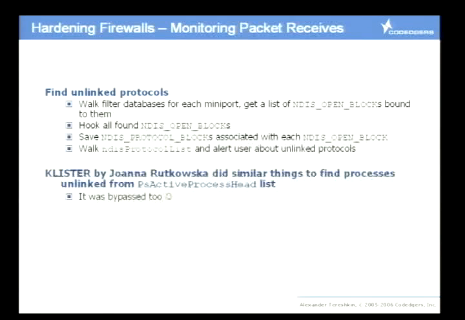What about monitoring packet receives? A firewall may find unlinked protocols by walking the X filter list in this miniport block. And this is actually how this packet indication code addresses registered protocols. It's not using this protocol list, actually.